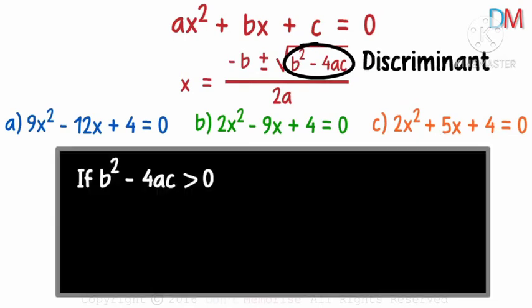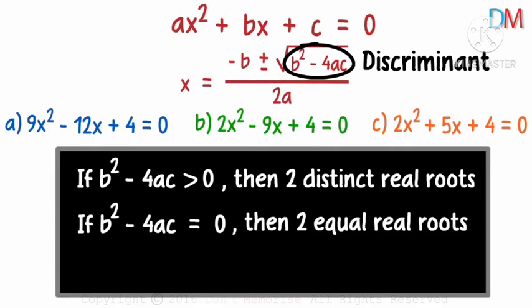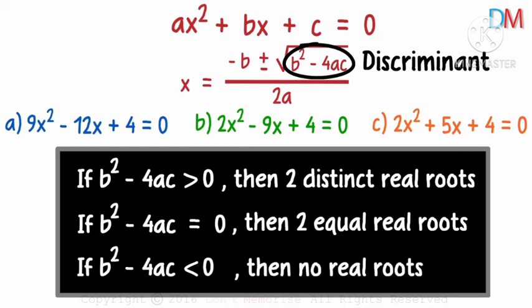If it's greater than 0, then the quadratic equation will have two distinct real roots. If it's equal to 0, then the quadratic equation will have equal real roots. And if it's less than 0, then the quadratic equation will have no real roots. Keep this idea in mind. Let me solve the first one for you.